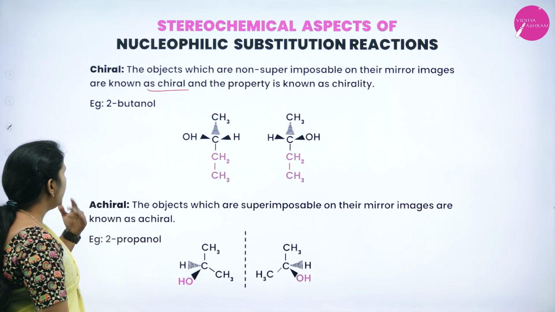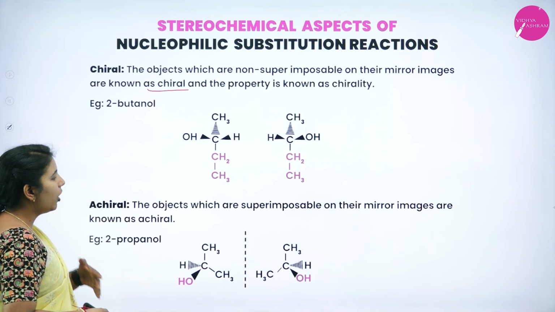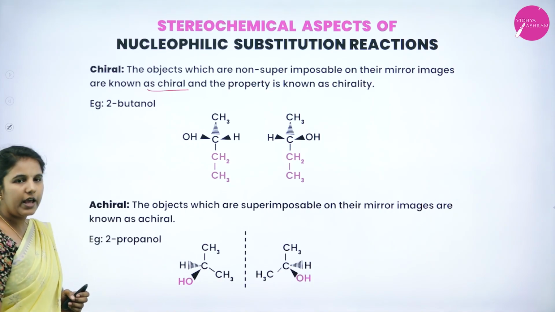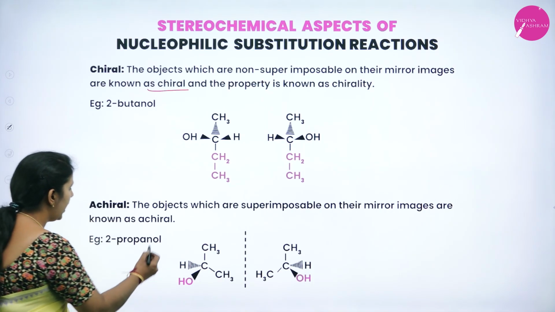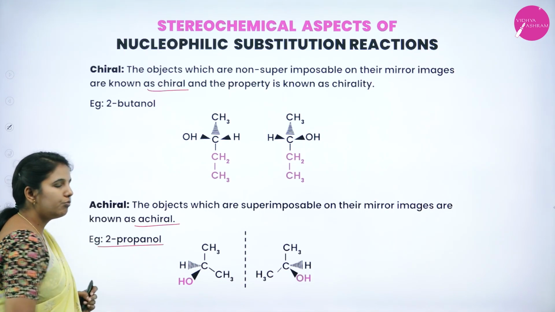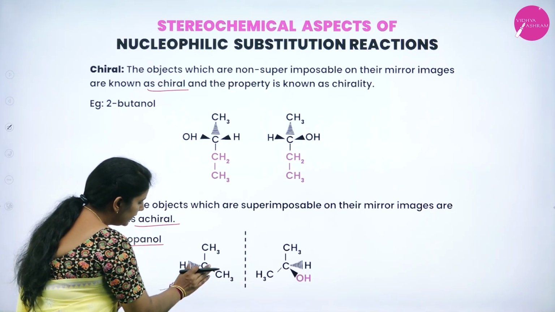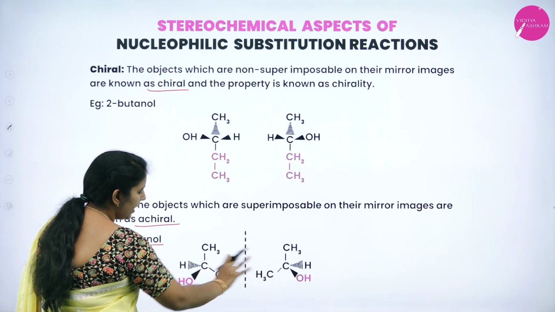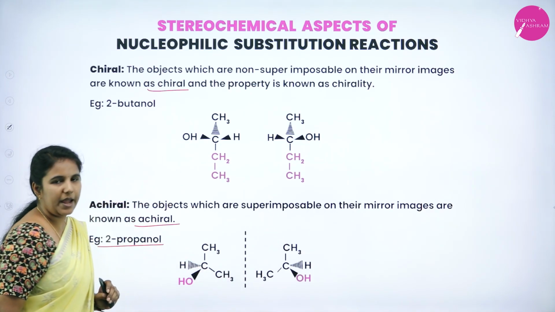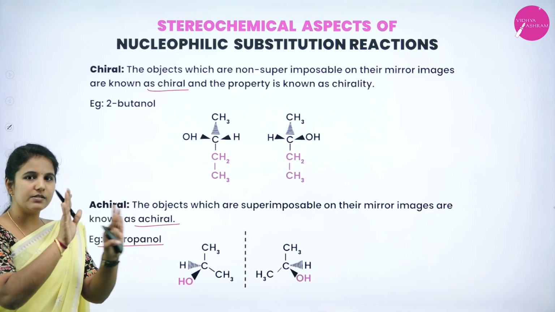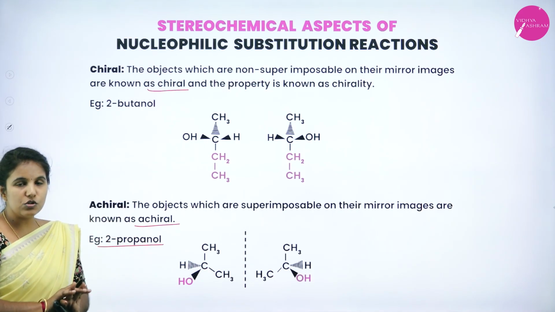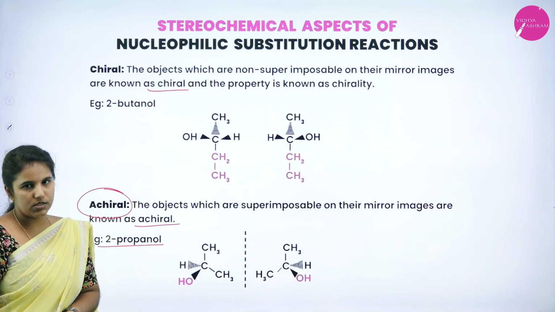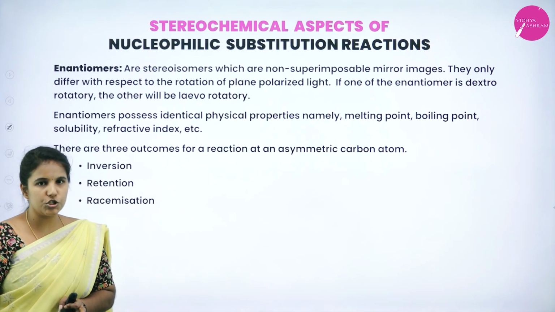The property is known as chirality. Coming to achiral: objects that are superimposable on their mirror images are known as achiral. For example, you can take 2-propanol. Here you can see this is a structure of 2-propanol and this is another structure of 2-propanol. If you see the mirror images, they are exactly the same, right? And they are superimposable. Such compounds are known as achiral compounds.